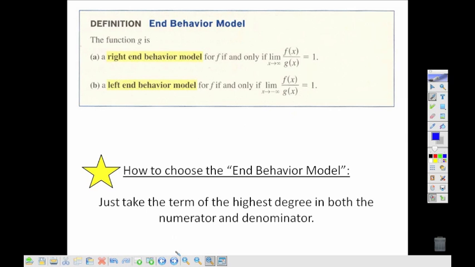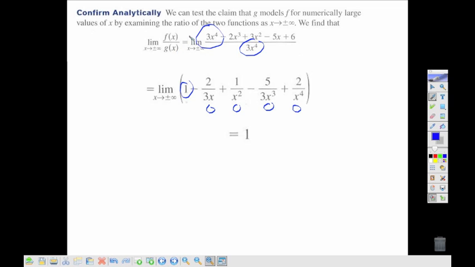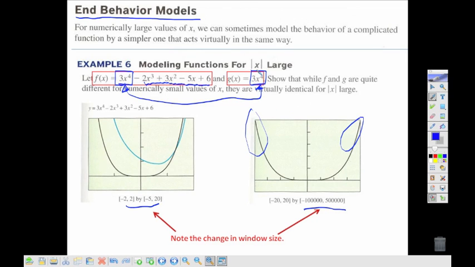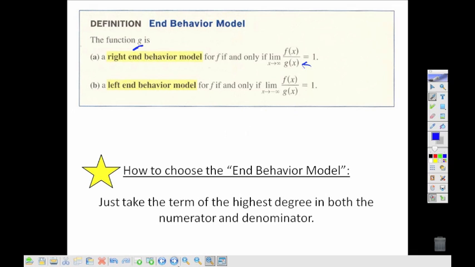This is called an end behavior model, and there's a really formal definition of it. The end behavior is some function g that we can choose so that when we divide it, overall it gives us 1. Basically, in these polynomial functions, that end behavior function was just the largest power term. Now if we want to choose then an end behavior model, we want to usually take the highest degree in both the numerator and denominator if they're giving us a fraction-like term.